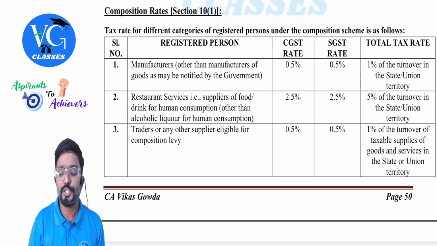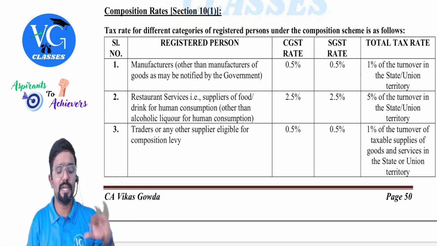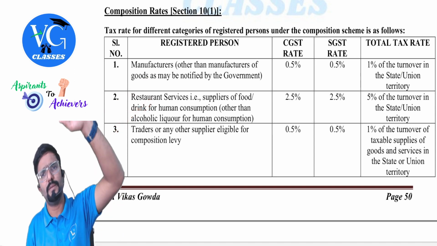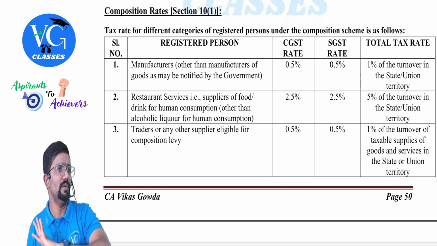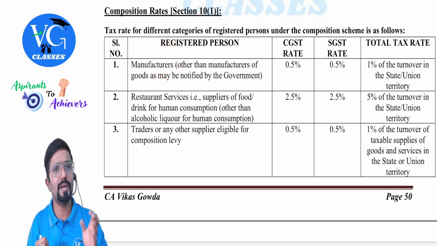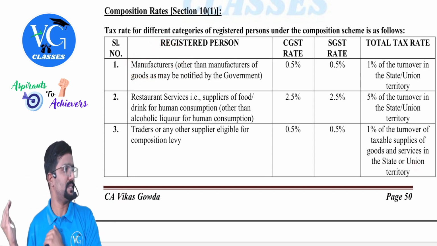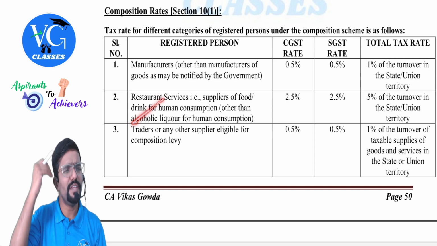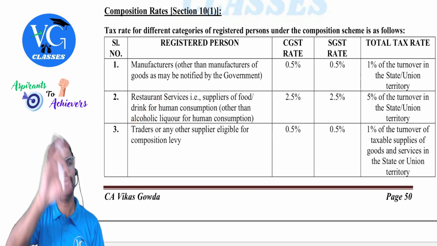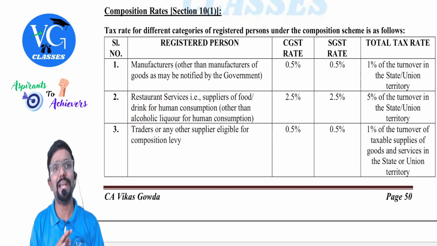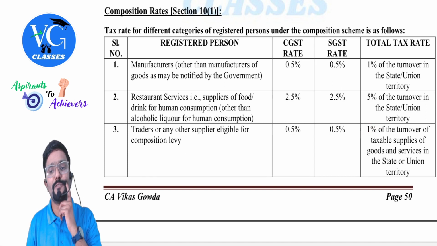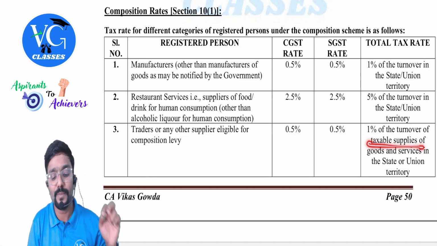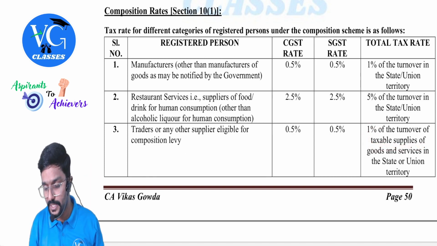Okay, sir. Next, restaurant services. Or else let us come to trader. Any trader is eligible, supplying any goods. Who is a trader? One who buys and sells. Who is a manufacturer? One who buys raw material, manufactures output and sells it. Okay. Trader of any goods, guys, any, including back tip. What is the rate? 0.5, 0.5 or total 1% of the turnover of taxable supply. Underline the word taxable here. Something extra is given.